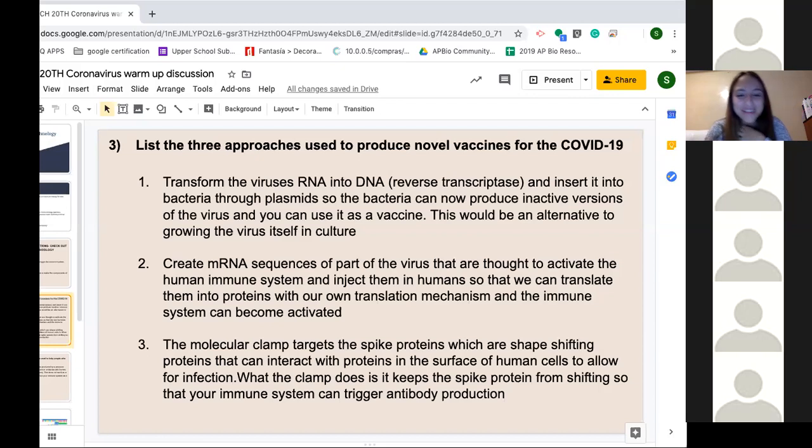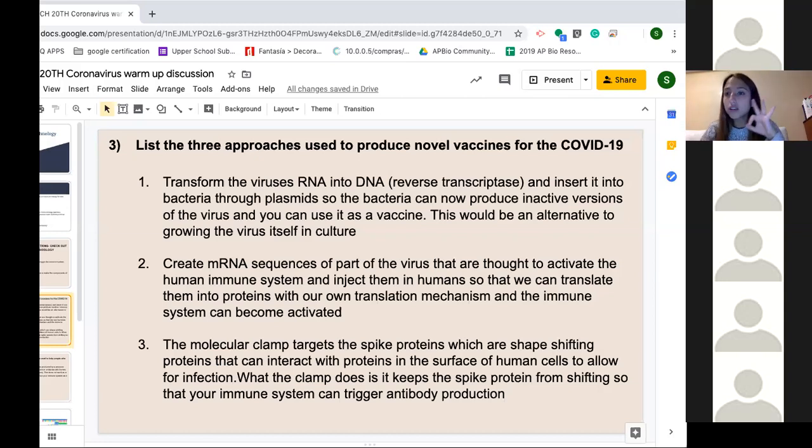Una pinza. And what you do is that these spike proteins in the corona can actually change shape, and that is super bad for your immune system, because if it can change shape, that means that the antibodies that you're producing don't always target them. So what this molecular clamp can do is attach to these spike proteins, these proteins on the outside of the virus, on the corona of the virus, and prevent them from changing shape. And in that way, it allows your immune system to be much more efficient in finding these viruses.